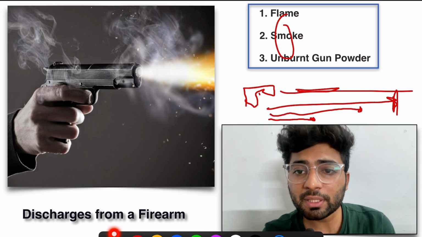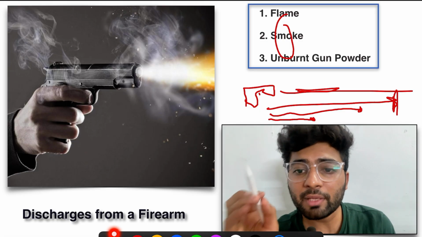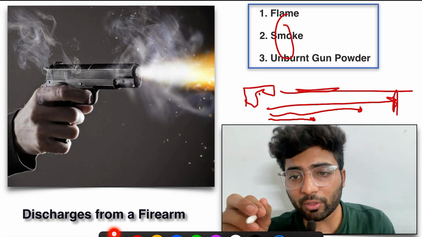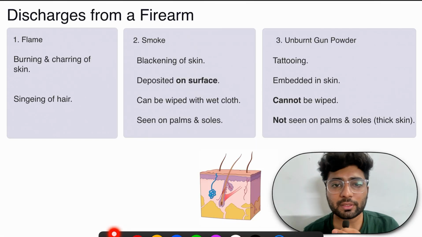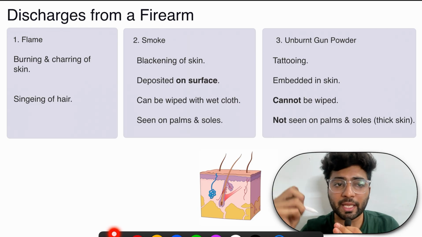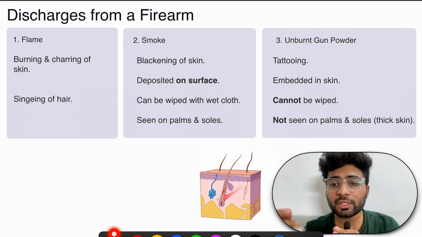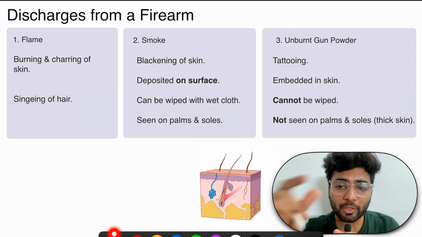Now if the person is standing over here, then he will be encountered by all these things. Let's learn that. Whenever the person is standing near the gun, there will be flame, so the person will get that flame also, which is coming out of the gun.